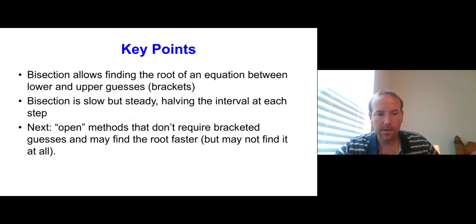And in the next section, we'll be looking at open methods that don't require bracketed guesses, that they require just 1 guess and may be able to find the root faster. A disadvantage of them will be that they may not find it at all.